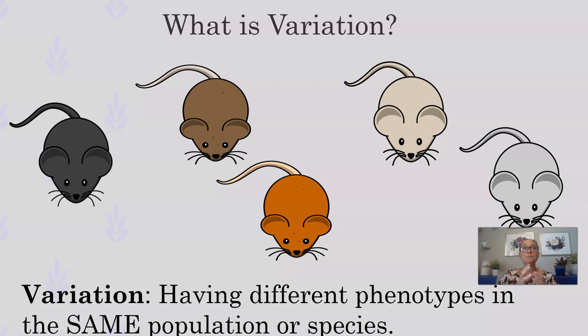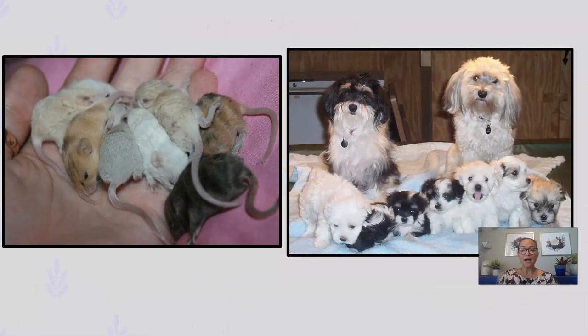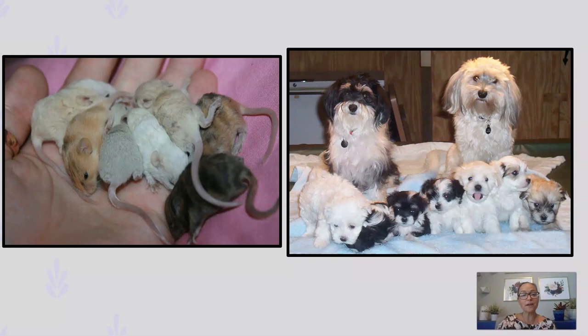So a population being the same species. So a group of mice here, or horses or puppies or goats or butterflies or fish or whatever species you are talking about. We're talking about any differences in phenotypes within that population. And if you remember, a population is a group of the same species living in a defined area. And so when we talk about variation in this unit, we're going to be talking about variation that is inherited.